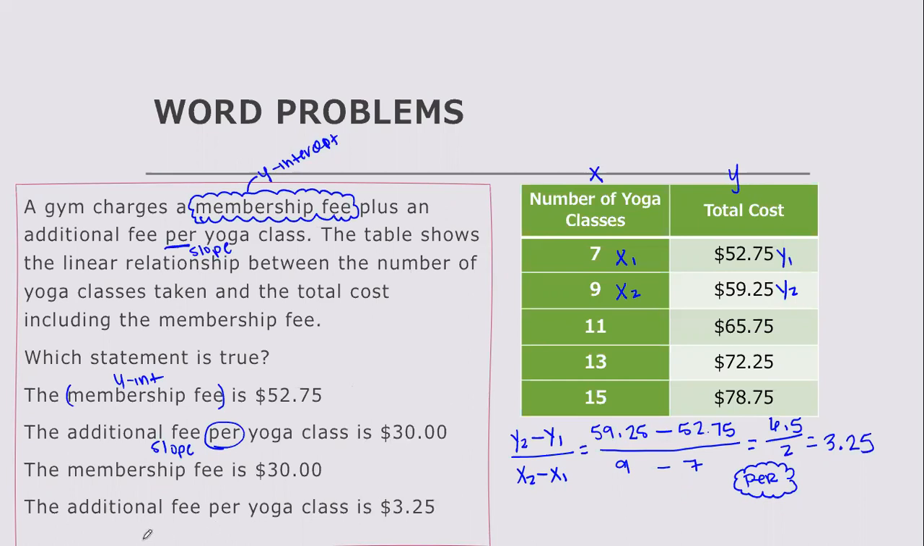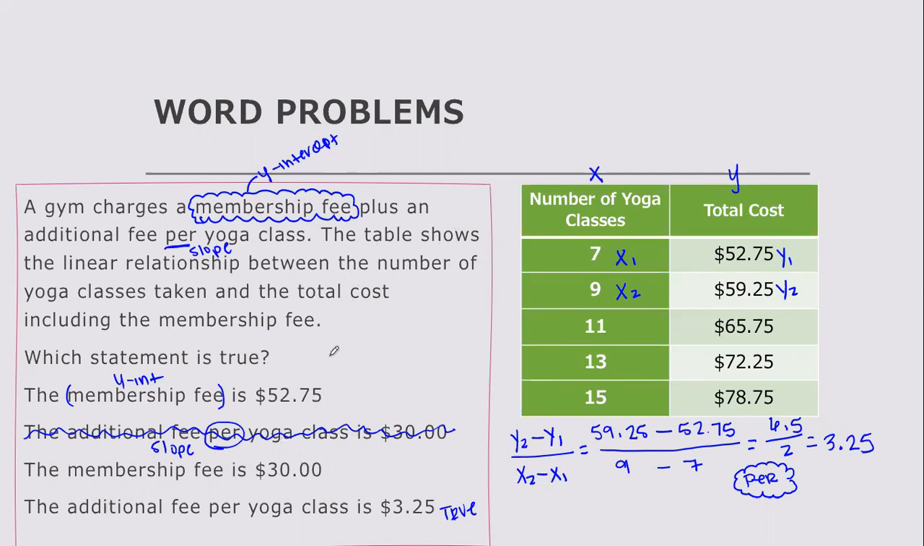So I know that my last statement is true. So this one's true. Let's see if any of the other answers are true. We know that statement B is false because we know the fee per yoga class is 3.25. Now let's see if any of these are true for our y-intercept.